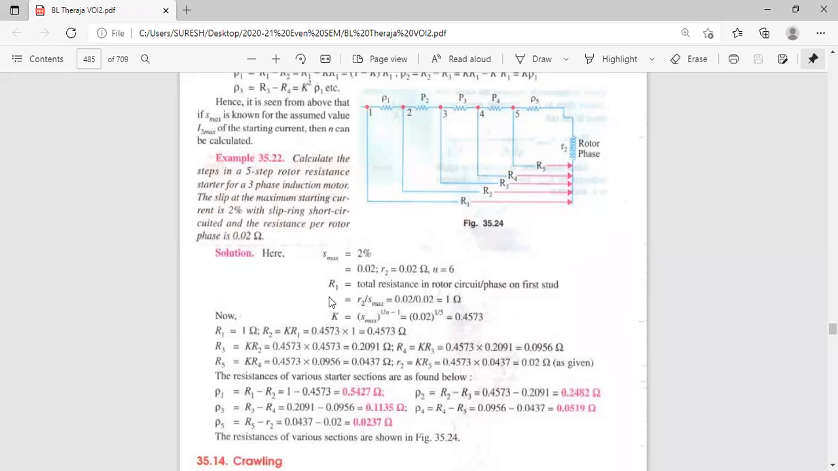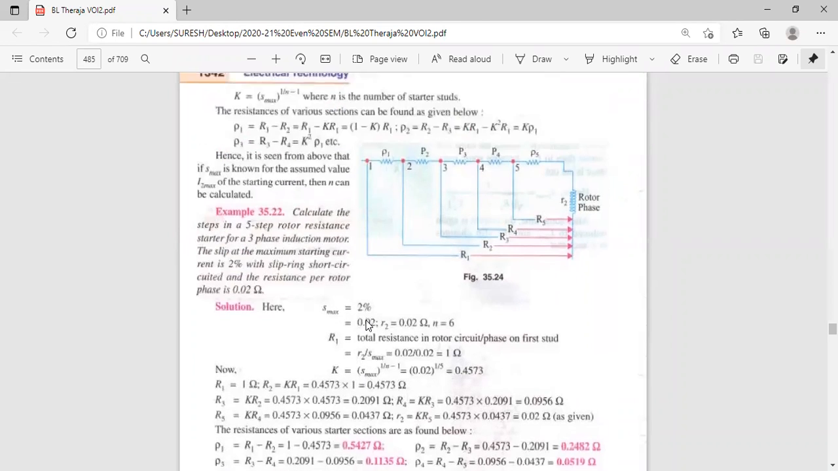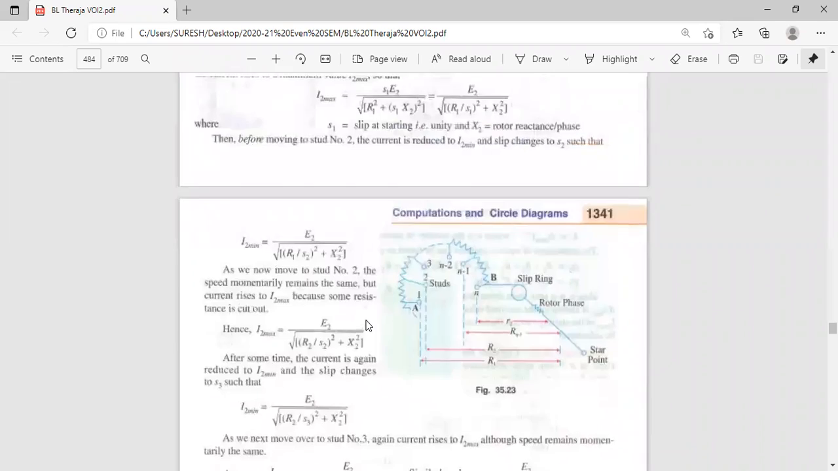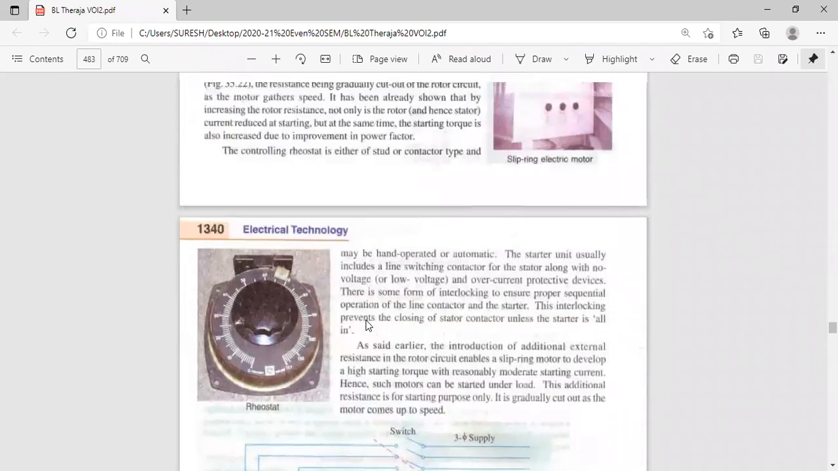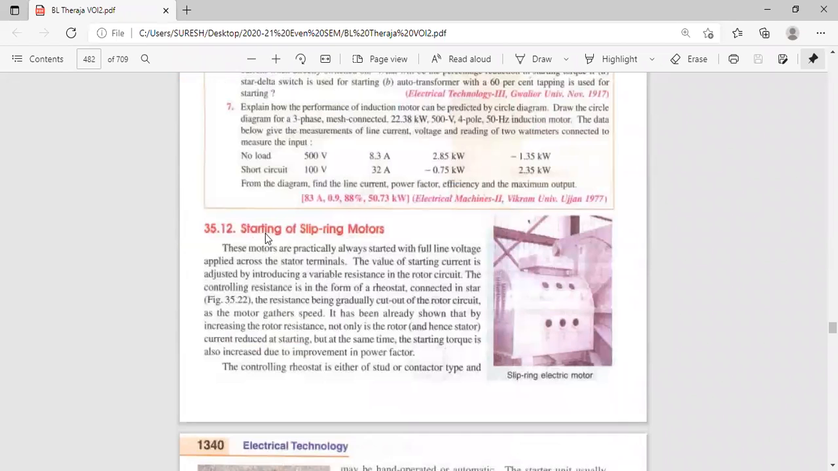Is the problem clear? We should know only K and R1. If we get K and R1, we can determine all the values, R1, R2, R3, R4, R5, and then the differences rho 1, rho 2, rho 3, rho 5, all the things we can determine. If you are stuck in this problem, you can ask. That's all about the slip ring starting method, how to start the slip ring induction motor with the help of this method. Any doubt in the starting of slip ring?